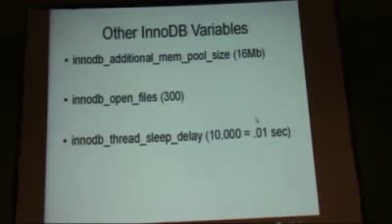Other InnoDB variables are InnoDB additional memory pool size. This is the additional memory for things like the data dictionary. If this is too small, you'll get a warning in the error log, and more memory is going to be allocated by the operating system, excuse me. So if this is too small, it's not like it's a limit. It's just you're going to get an error that says, hey, my additional memory pool is too small, so I'm just grabbing some more memory, okay?